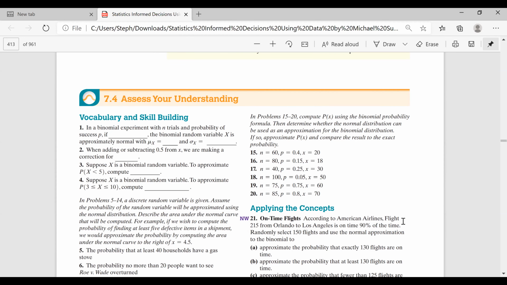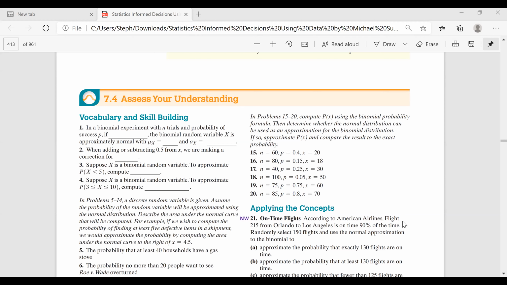So, using the binomial probability formula, determine whether the normal distribution can be used as an approximation for the binomial distribution. If so, approximate P(x) and compare the result. So they want us to check if np times 1 minus p is greater than 10. Since n equals 75, p equals 0.75, and let's just write x equals 60. Give me one second. I'm writing this on my paper as I do this too.